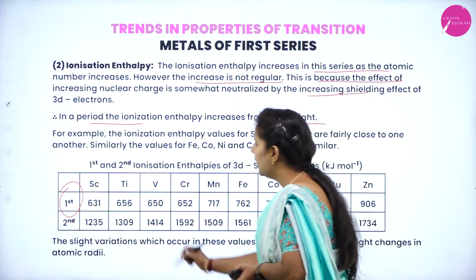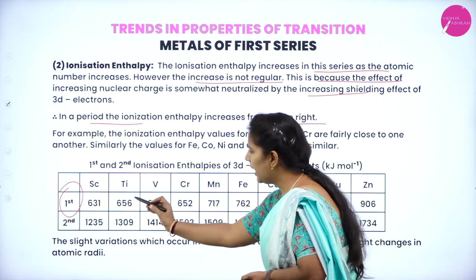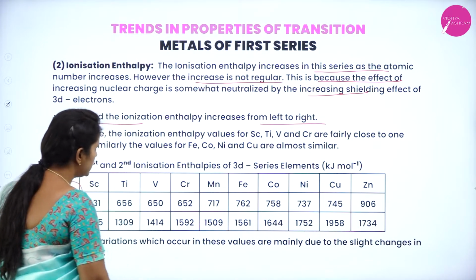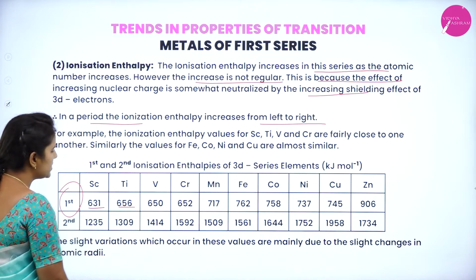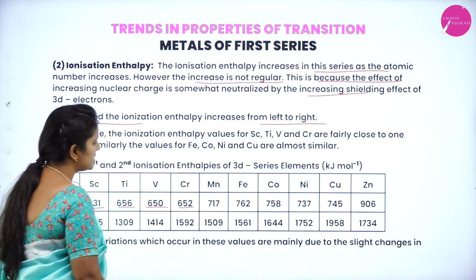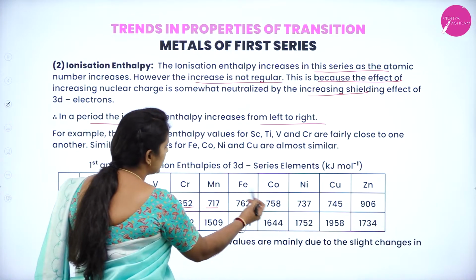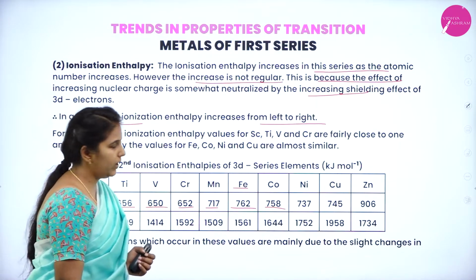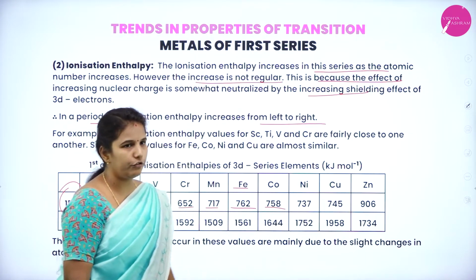So, you can see that as we move from left to right in the periodic table, the ionization energy also increases from scandium to zinc. Scandium has 631, titanium 656, vanadium 650, chromium 652, manganese 717, iron 762, cobalt 758, nickel 737, and copper 745, whereas zinc has 908.